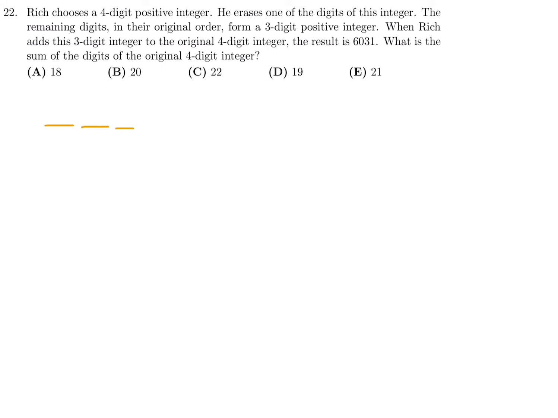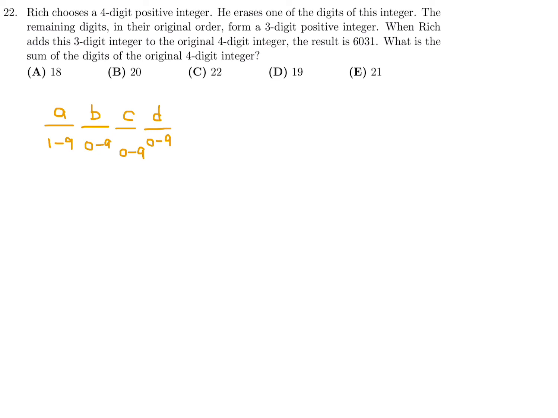I will call the 4-digit integer A, B, C, D, where A, B, C, and D are digits from 0 to 9. A, of course, can only be from 1 to 9 because A can't be 0. But B can be from 0 to 9, C can be from 0 to 9, and D can be from 0 to 9. Okay. And then we have to erase one digit. I don't know which digit they're going to erase.